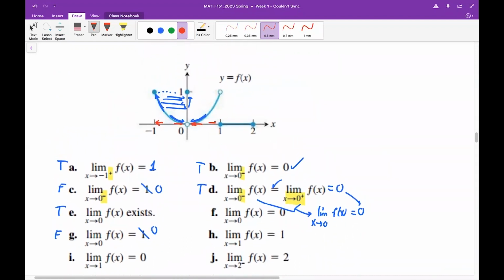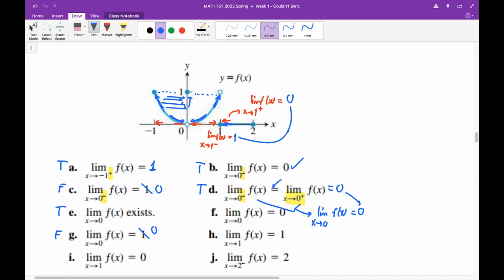Okay, x goes to 1 from left. What is this limit? Limit of this function as x goes to 1 from left. How do you answer this question? You will follow these images. What is the limit on the left? It's 1. Then let's look at the right-hand side limit. Limit of f of x as x goes to 1 from right. Follow your graph. Your graph is constant. It always gets 0 value. So this limit is 0.